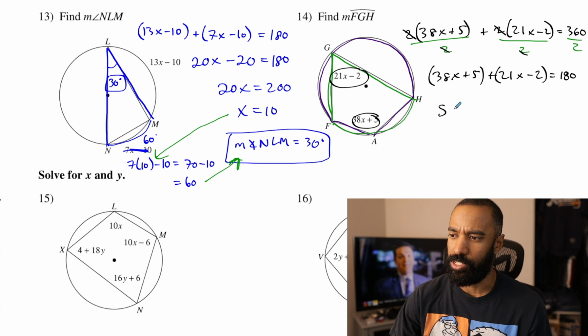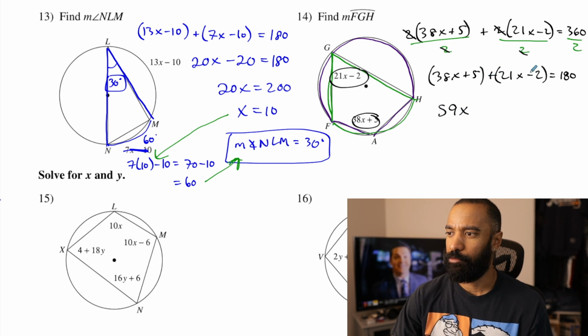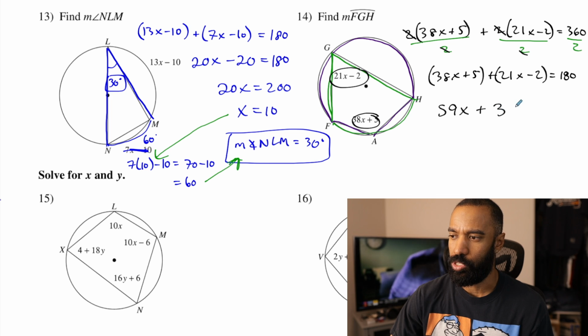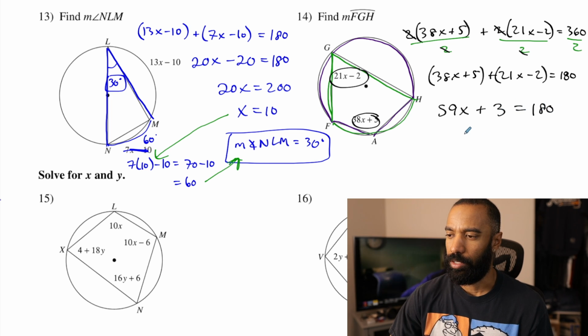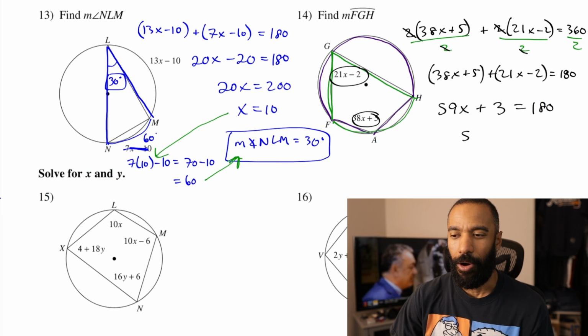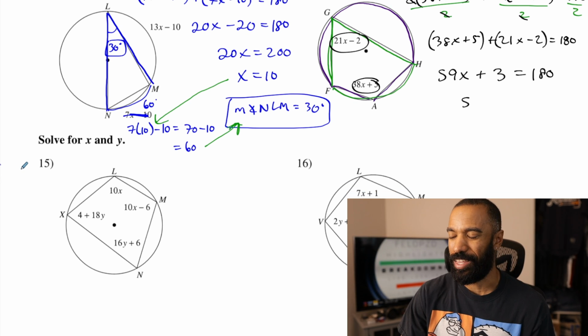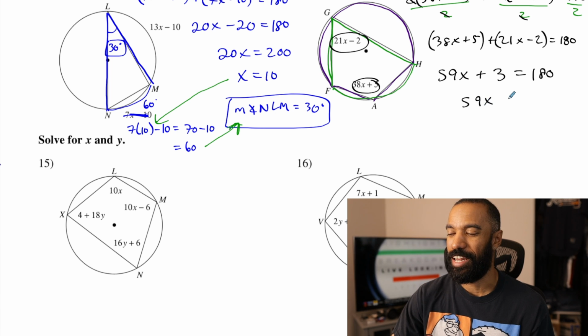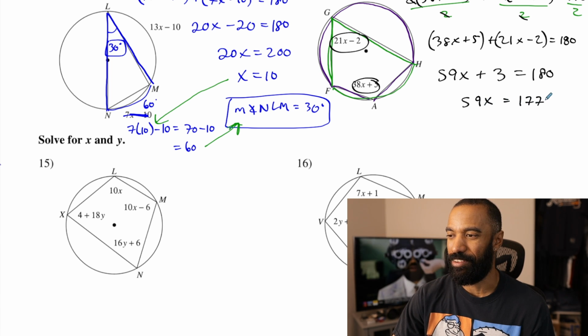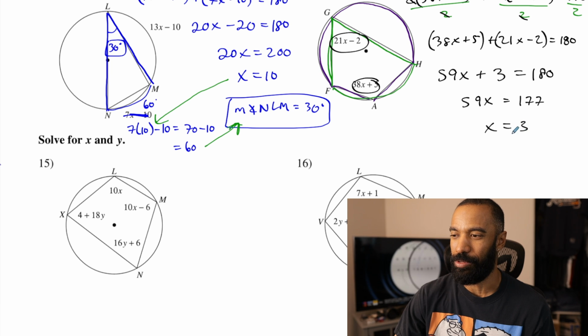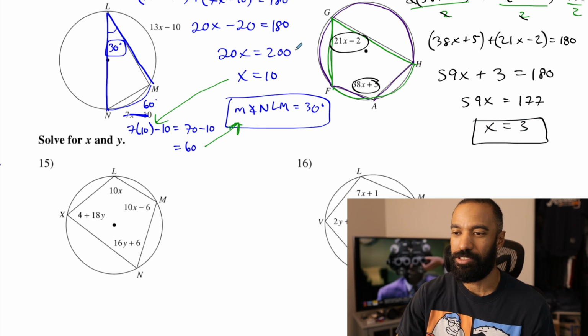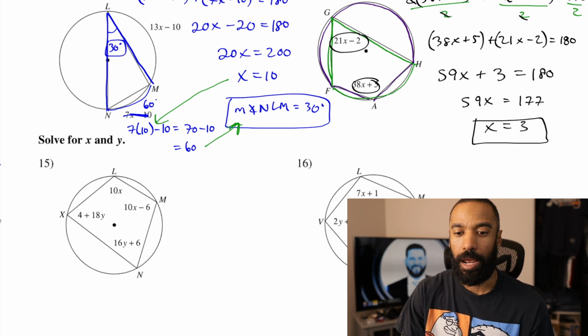38x plus 21x is 59x. 5 plus negative 2, 5 minus 2, is 3. I thought this was going to equal 3 again. Oh, actually, no, it does. 59x equals 177. Divided by 59, we get x equals 3. Give me something else. I guess we got 10 this one time. Oh, and I'm probably not done.